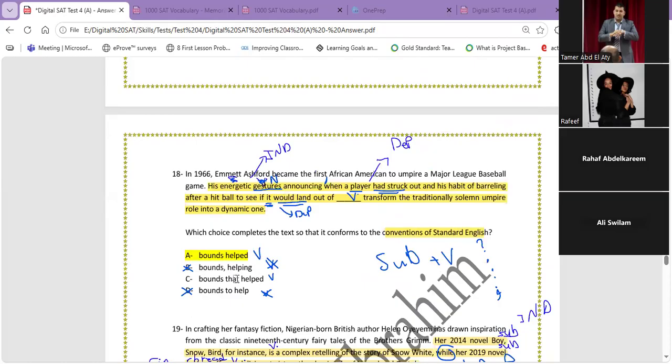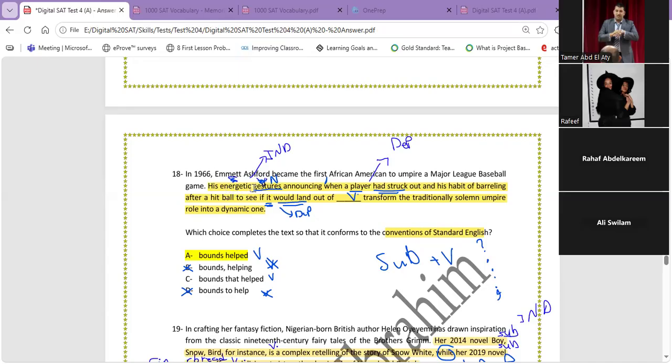Number 18. Here we have bounds, helped. Bounds, comma, helping. Bound that helped. Bounds to help. As you can find, here we have a verb, here we don't have a verb, here we have a verb, here we don't have a verb. So we don't have the odd one out. Let's look at the part that has the missing sentence, just to know whether we need a verb or not.